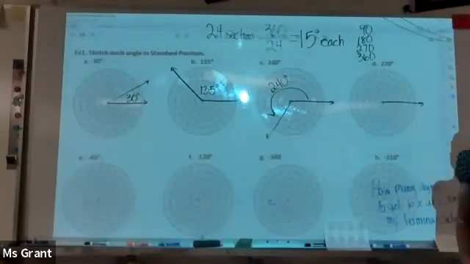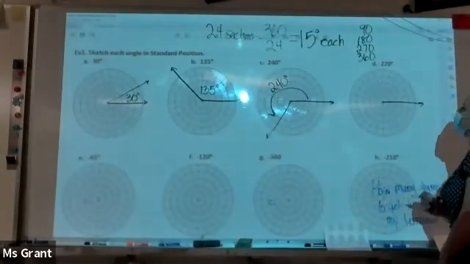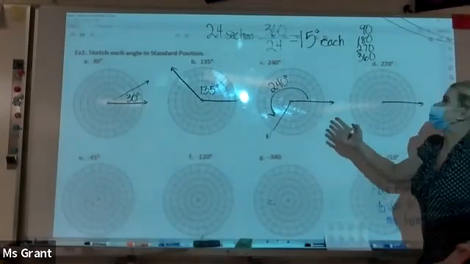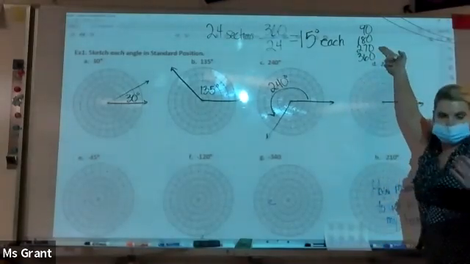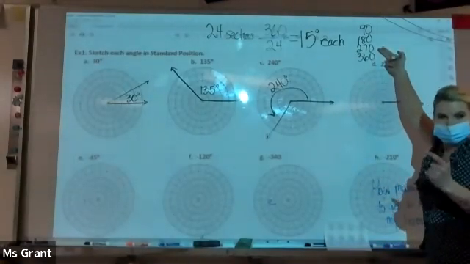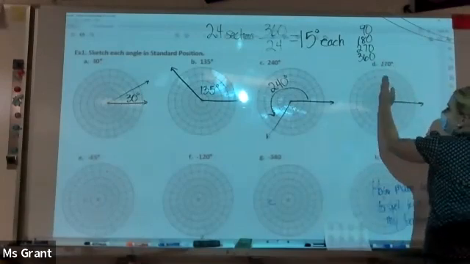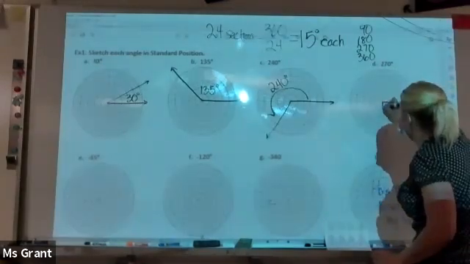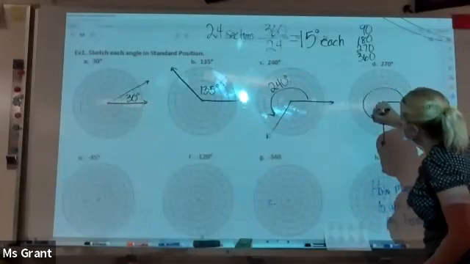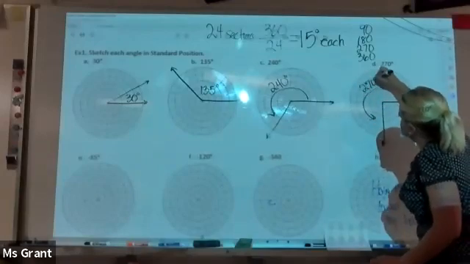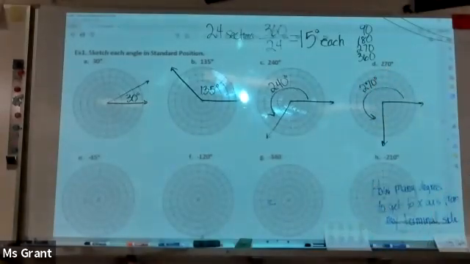270. Ready? So 270 is actually one of my axes, right? 90, 180, 270, boom, straight down. 270 degrees.